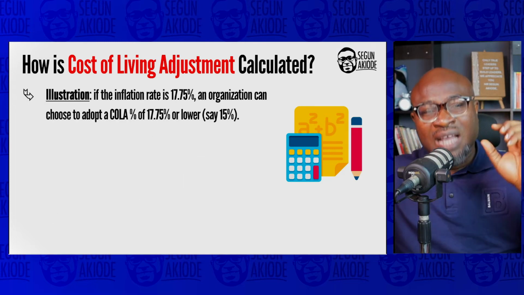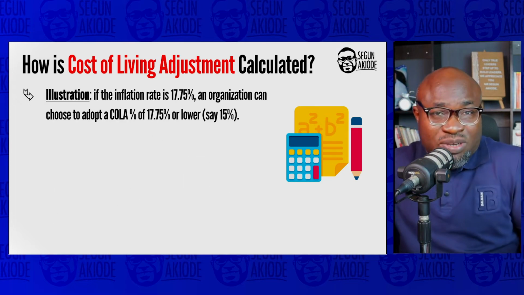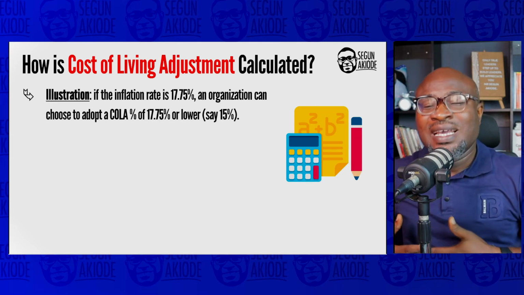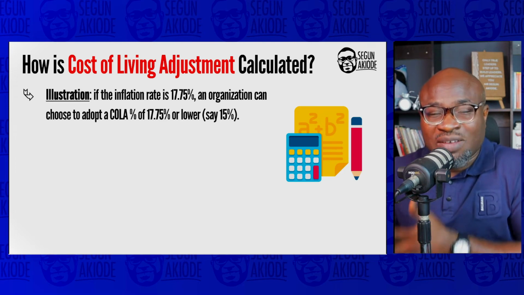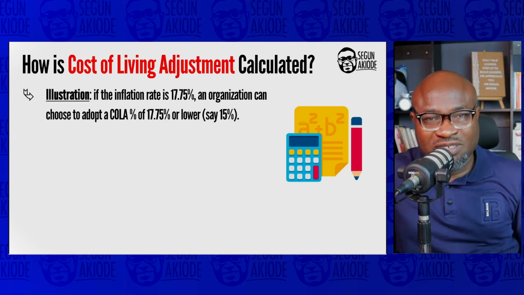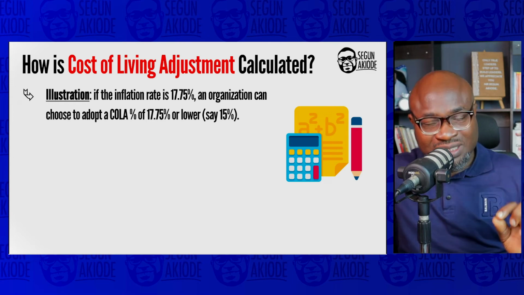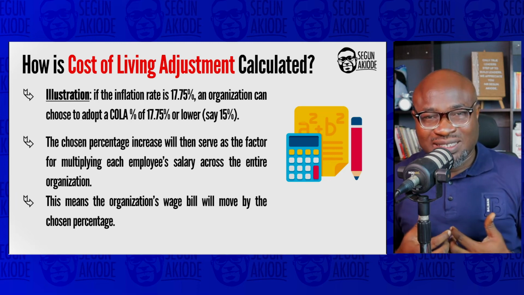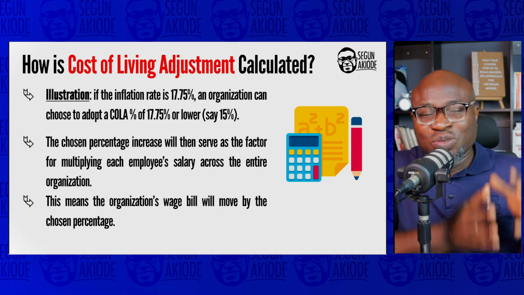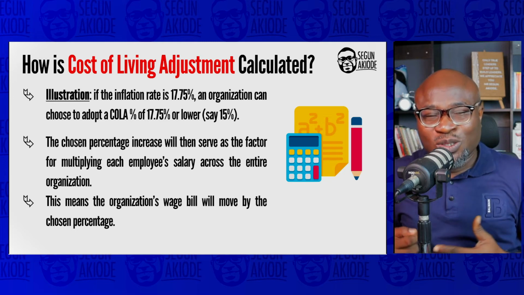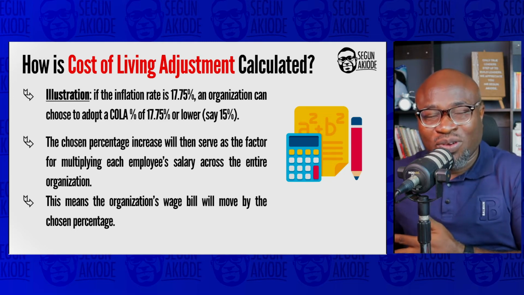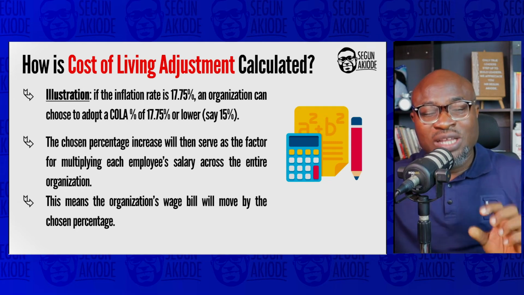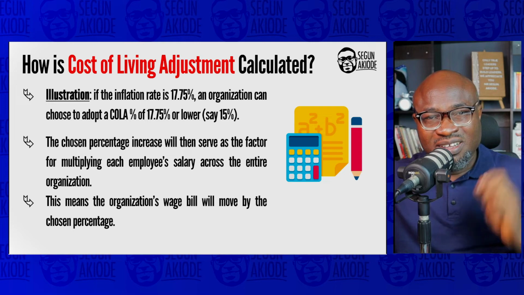What that means is, if the inflation rate is, say, 17.75%, an organization can choose to adopt a COLA percent of 17.75% or lower, say 15%. Now, this particular percent will now be applied on every employee's salary. So the chosen percentage increase will then serve as the factor for multiplying each employee's salary across the entire organization. This means the organizational wage bill will move by the chosen percentage.